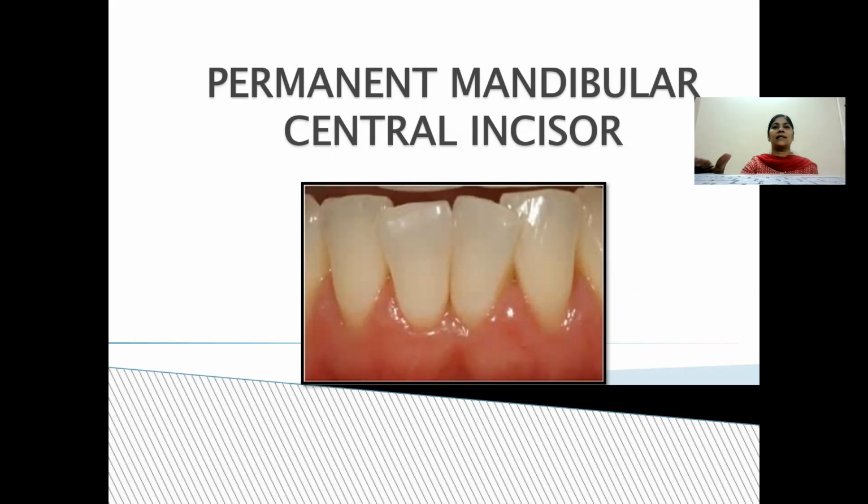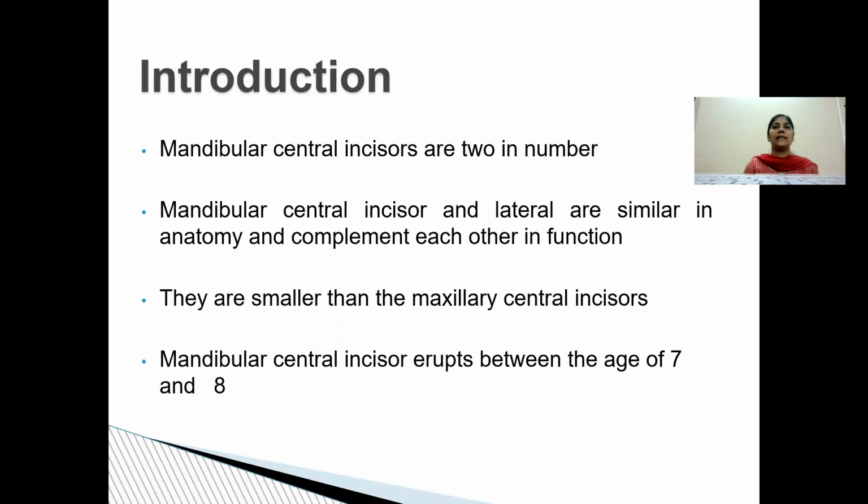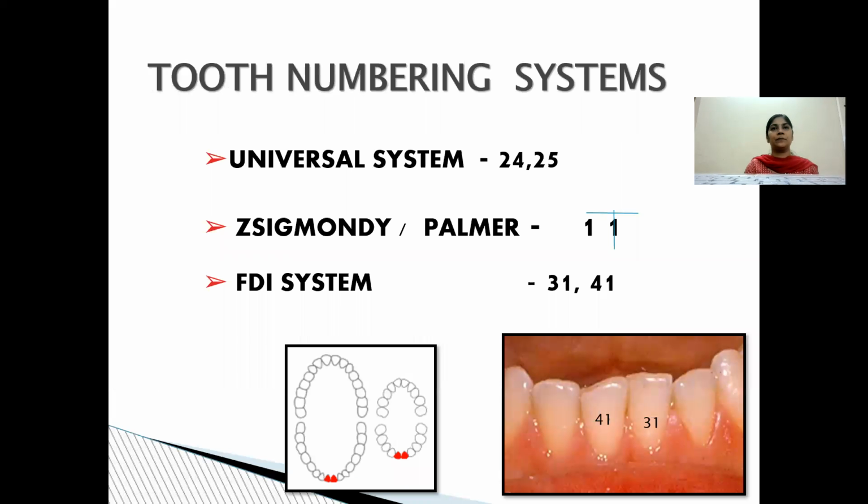Permanent mandibular central incisor. Mandibular incisors are two in number. Mandibular central incisor and lateral are similar in anatomy and they complement each other in function. They are smaller than the maxillary central incisors. Mandibular central incisor erupts around the age of 7 and 8.